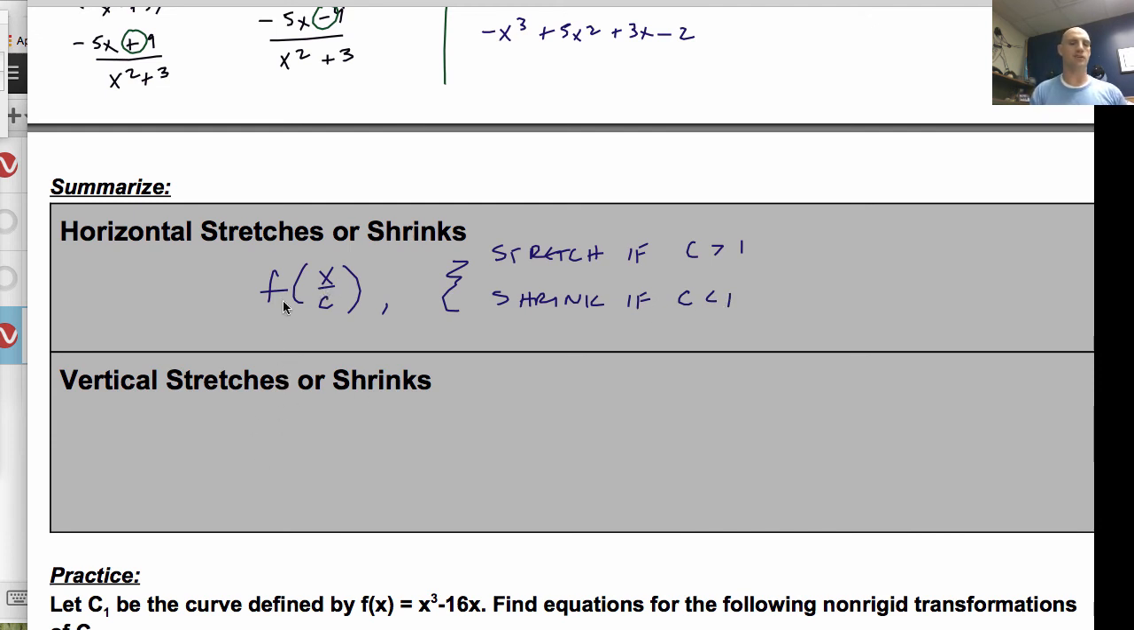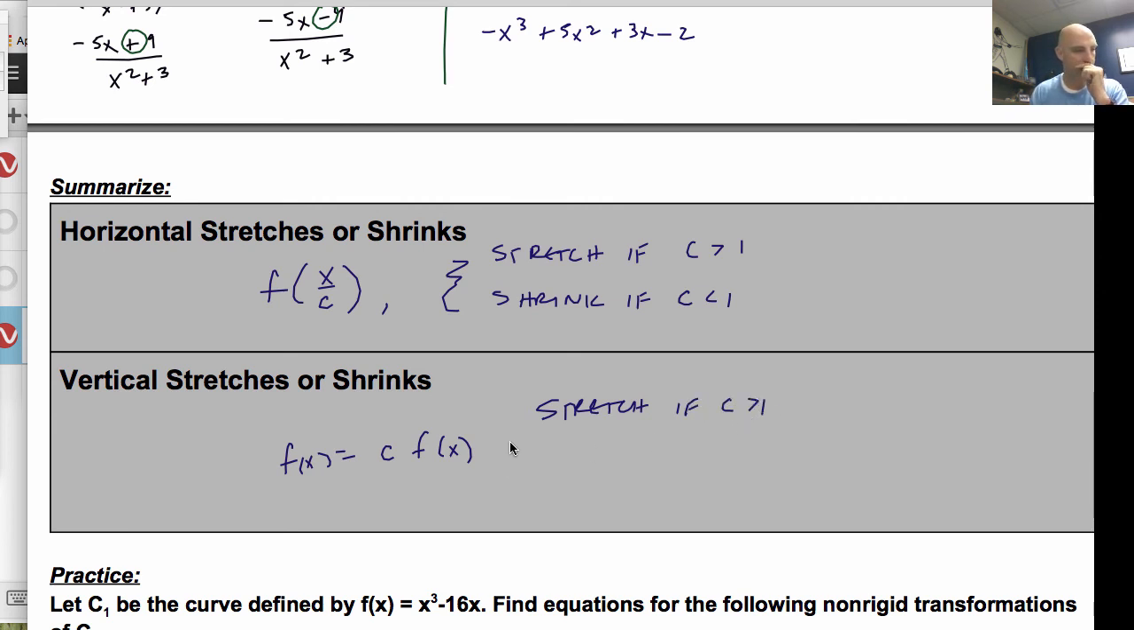For a horizontal stretch, you're thinking, well, that looks weird, but literally what you put in is x over the number that you're stretching or shrinking by horizontally. Vertical looks like this: f of x is equal to c times f of x. So it's literally multiplying the whole thing by a number. And it's a stretch if c is greater than 1.